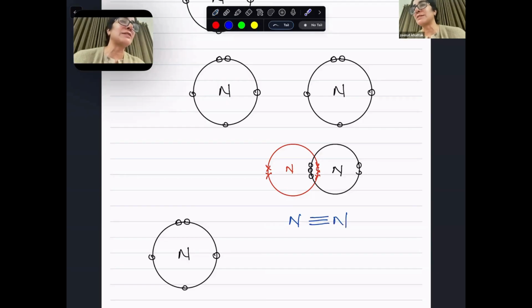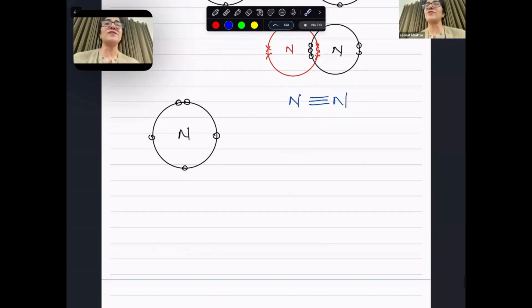But if you look at the electrons, 1, 2, 3, 4, 5, 6, 7, 8, and 6, 7, 8. So each has a complete shell. So it's mutual sharing of electrons between non-metal atoms to complete the last shell.